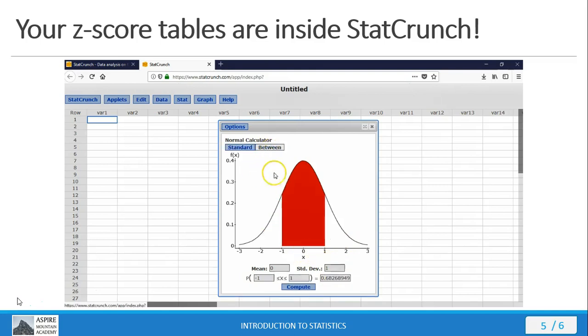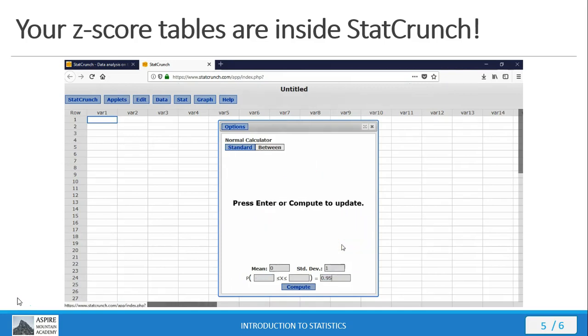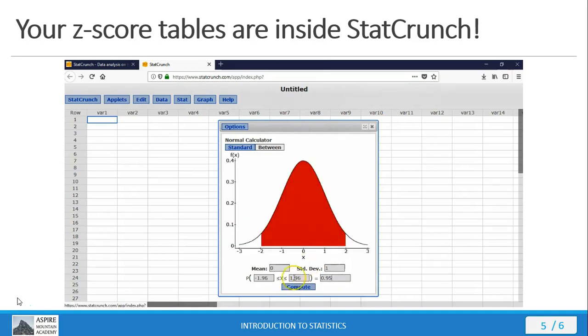Use the between function to get the tails. I can put here the area that's in between the tails. So if there's 2.5 here on the right and 2.5 here on the left, that means there's 5% that's in the tails, so 95% is going to be in the middle. So I put 95 here, and voila, there's my two z-scores for both the tails all in one shot. So that's how you do it in Statcrunch. Hope that helps you.